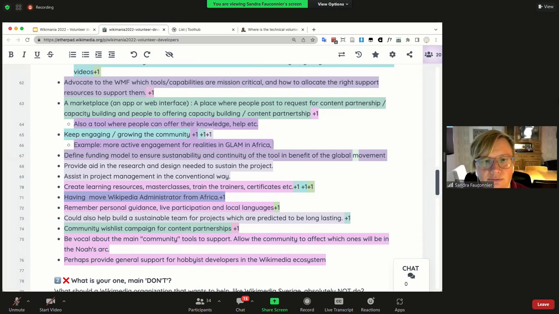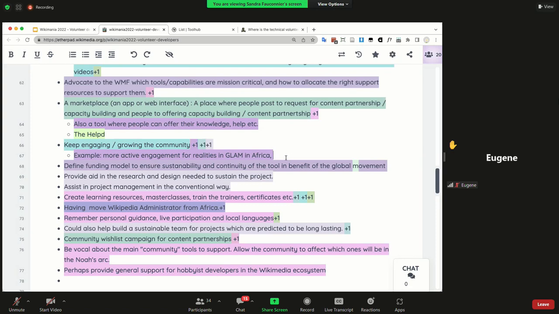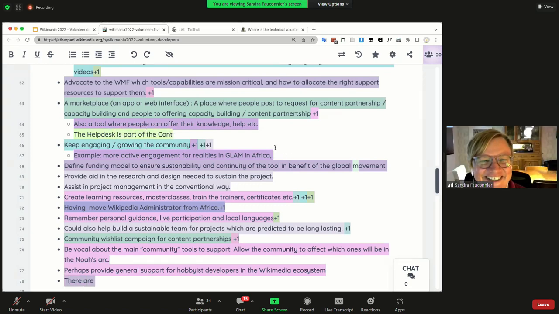Excellent. I am just quickly making a note of your comments here. So I hear you say that you would like both engagement for the community, help for growing the community, for the GLAM partnerships themselves, but also for the developers working on it. Am I correct in hearing that? Excellent. Thank you. I will leave it to others to respond, because I'm also moderating here.